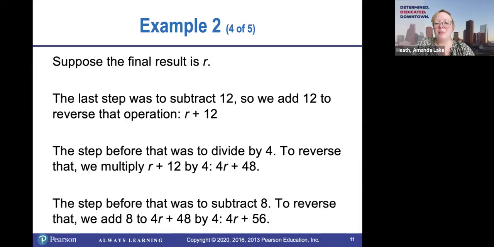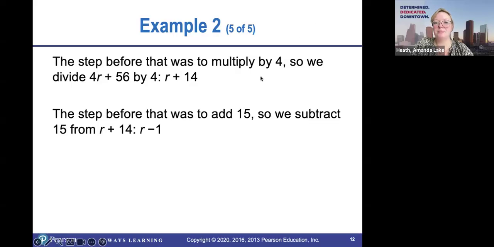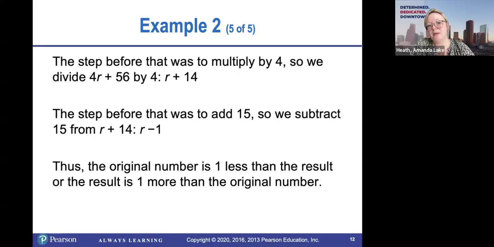And then the step before that was to subtract 8. To reverse that, we add 8. The step before that was to multiply by 4. So we divide by 4. So we end up with R plus 14. Before that, we were to add 15. So now we're subtracting 15. So we get R minus 1. Thus, the original number is one less than the result, or the result is one more than the original number. So we can either work forwards as I did, or work backwards as the slides have illustrated.